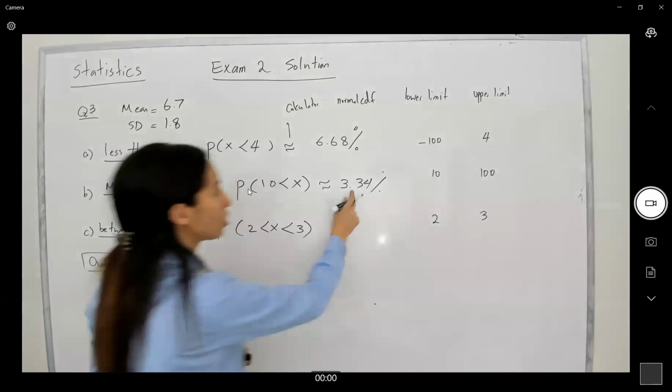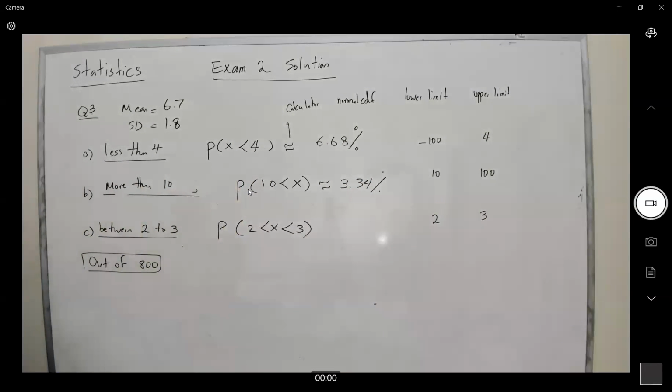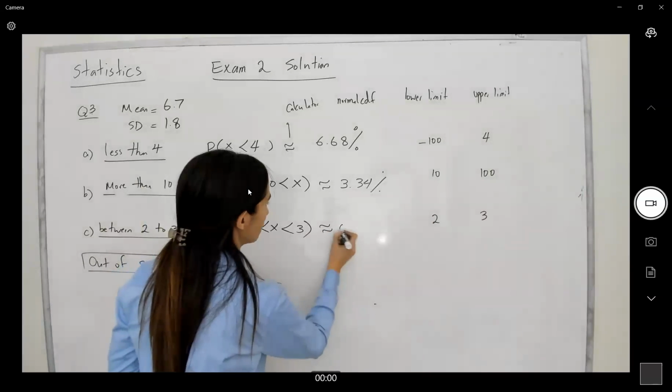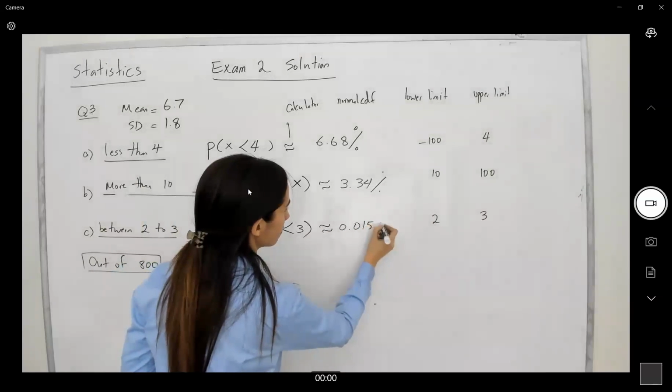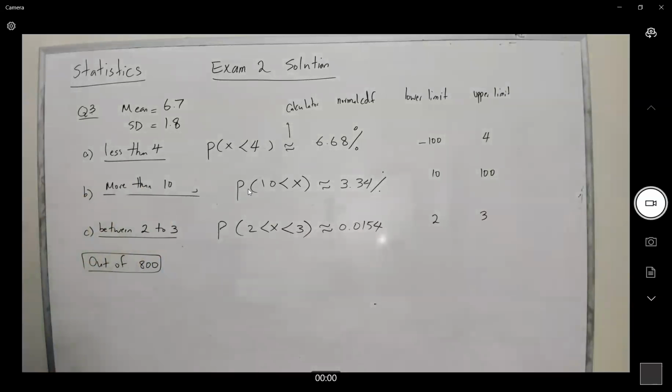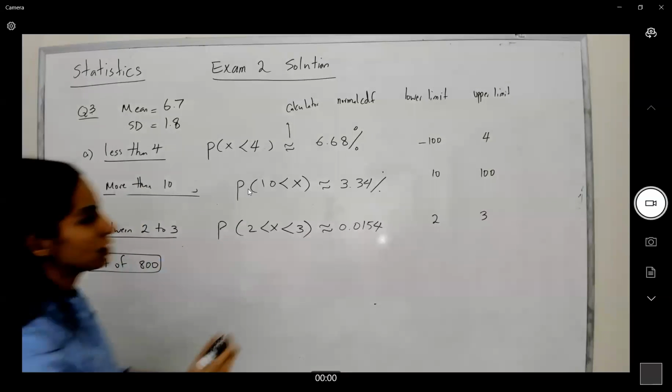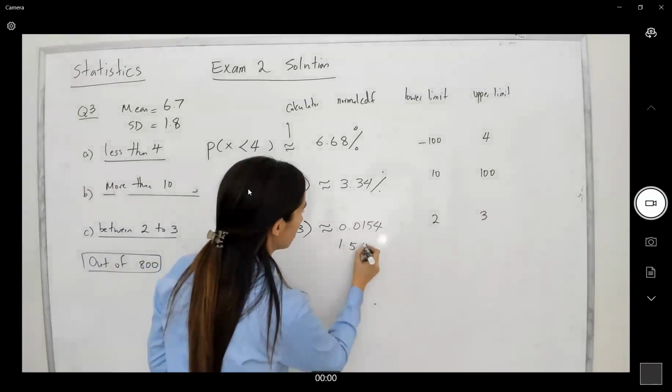It is unusual because it's less than 5%. And here you have 0.0154, which gives you 1.54%.